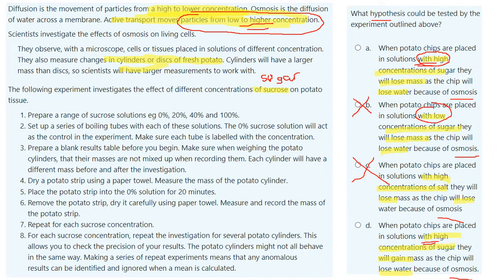So if the potatoes go in a high concentration, will they lose mass because they lose water, or will they gain mass and lose water? Well, mass is the sum of all the particles inside an object. If it loses something, then the mass will go down. If it gains something, then the mass will increase. So the correct answer must be A. If it loses water, it must lose mass.